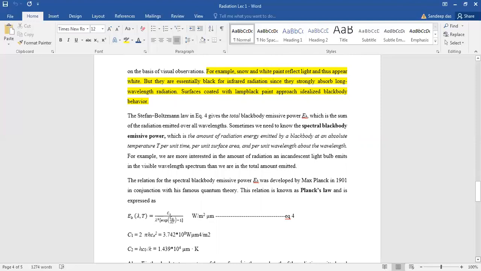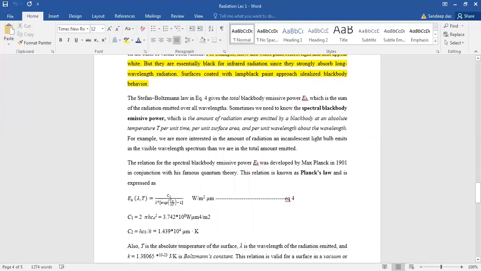This relation is also known as Planck's law and is expressed by E_B at lambda comma T is equal to C1 divided by lambda to the power 5 times exponential of C2 by lambda T minus 1, where C1 and C2 are constants, where C1 is equal to 2 pi h C naught square, where C naught is velocity of light, and C2 is equal to h C naught by k, where k is Boltzmann's constant.